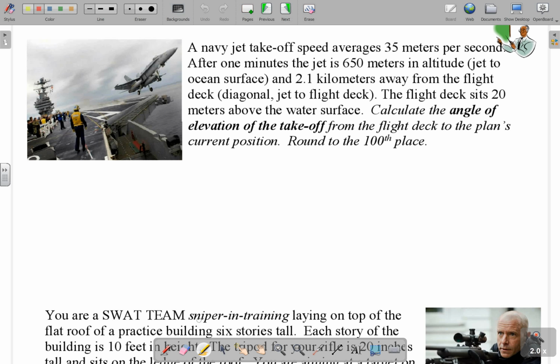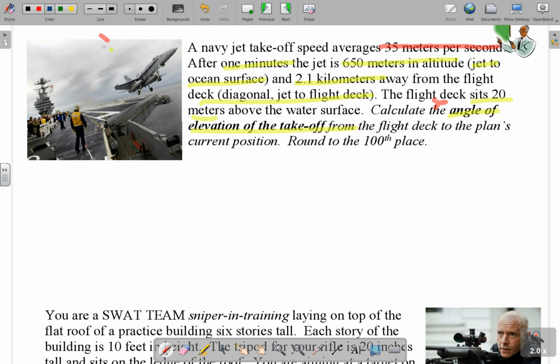It said a Navy jet takes off at an average of 35 meters per second. After 1 minute, the jet is 650 meters in altitude, which is from jet to ocean surface, and it's 2.1 kilometers away from the flight deck. That's diagonal. The flight deck sits 20 meters above the water surface. We want to calculate the angle of elevation of takeoff.